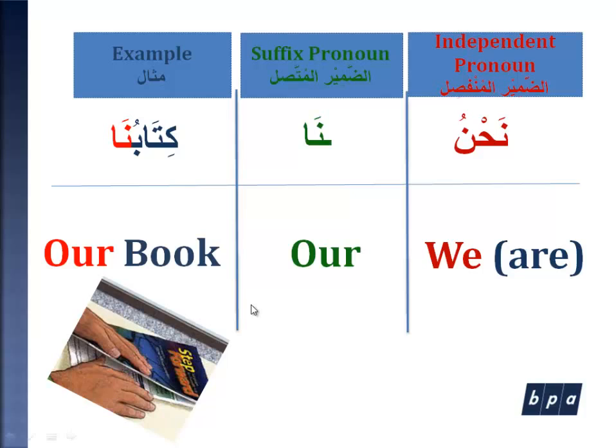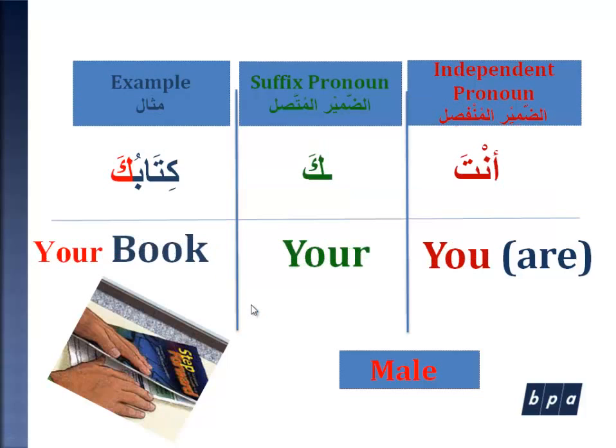For nahnu, or we are, we add noon and an alif. Noon with a fatha, and the alif has a sukoon on it, although it does not show. It is a vowel here because it's preceded by a fatha on the prior letter, and it will have a sukoon. So for our, we will have a noon and an alif attached to kitab, and here it's kitabuna. Again, kitabuna for our book.